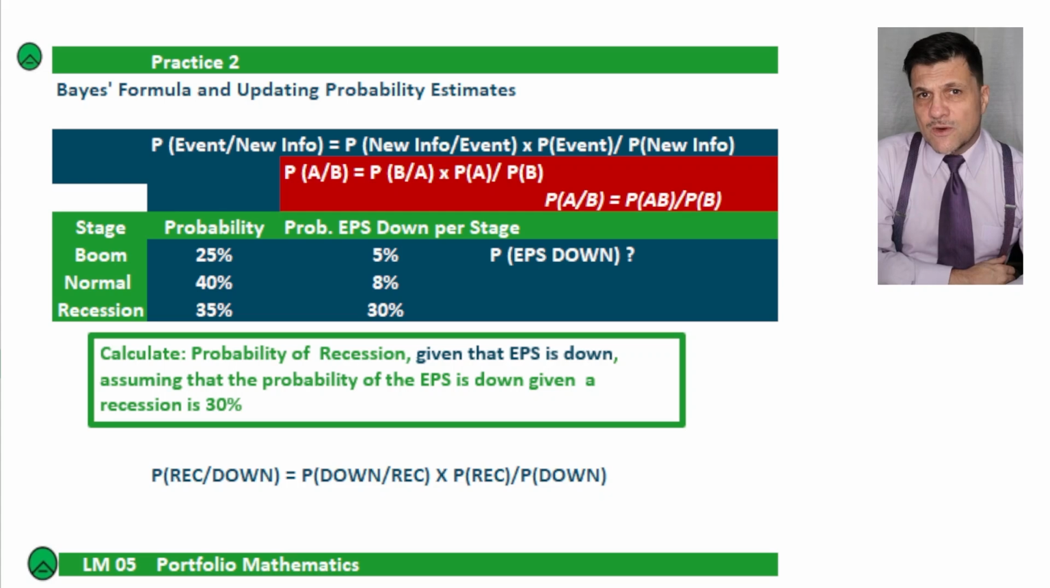So the first question is, what is the overall probability that the earnings per share of that company will go down? Well, it's the weighted average of those numbers here, right?